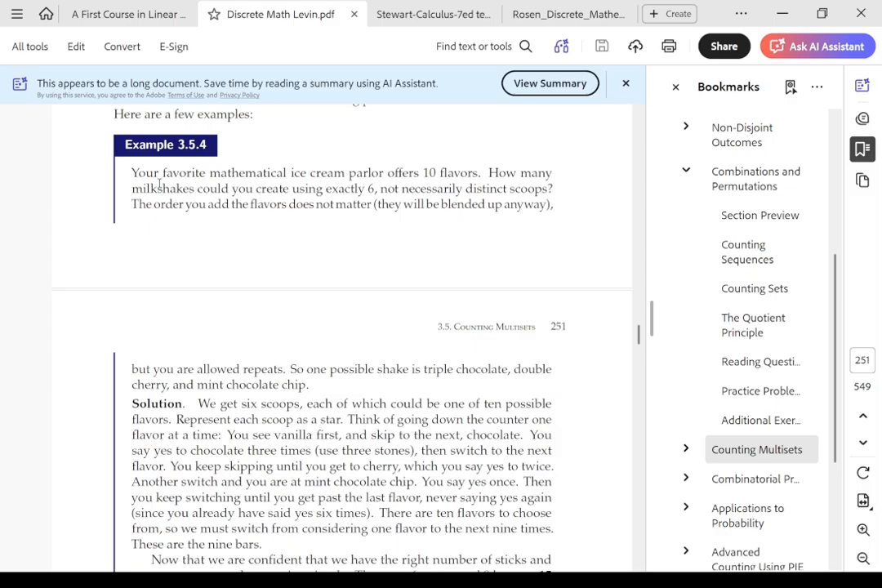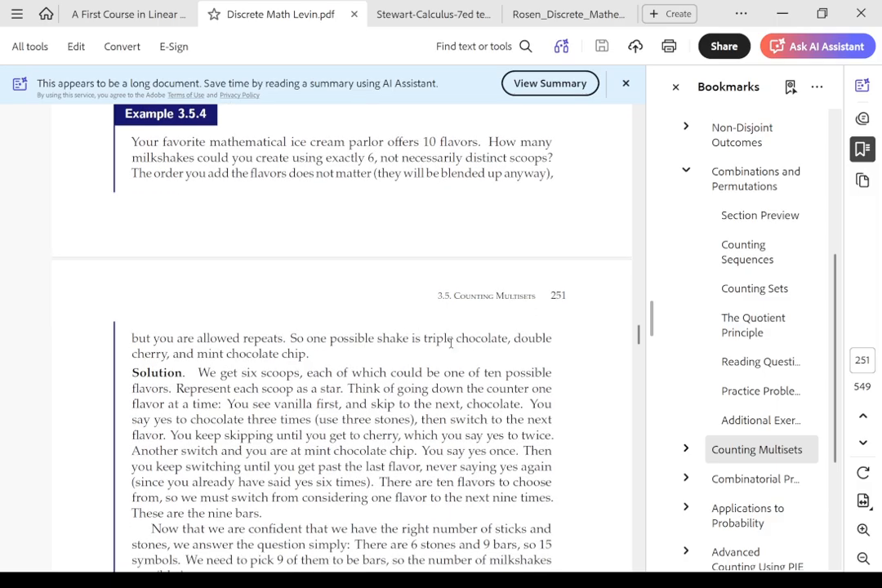It says your favorite mathematical ice cream parlor offers 10 flavors. How many milkshakes could you create using exactly six, not necessarily distinct scoops? The order you add the flavors does not matter, they will be blended up anyway. But you are allowed repeats. So one possible shake is triple chocolate, double cherry, and mint chocolate chip.